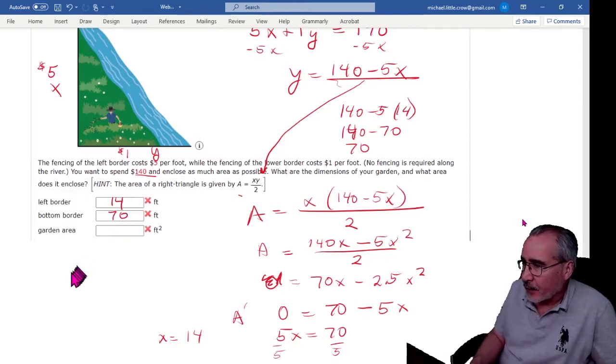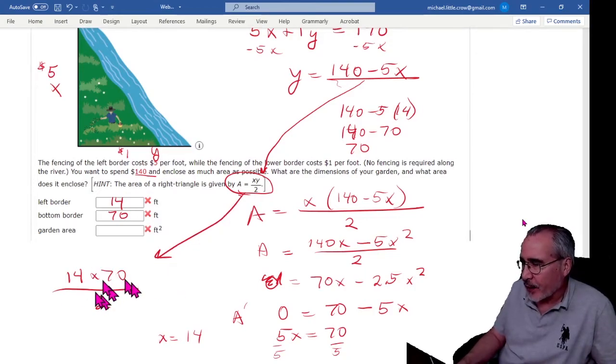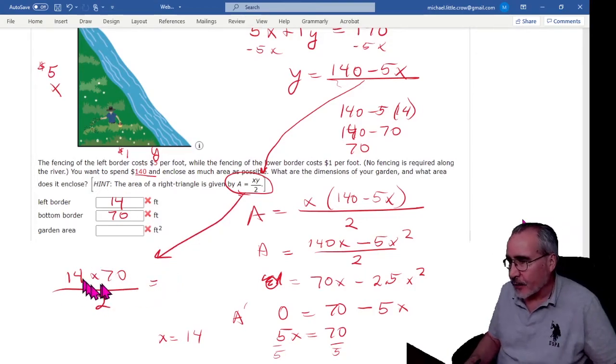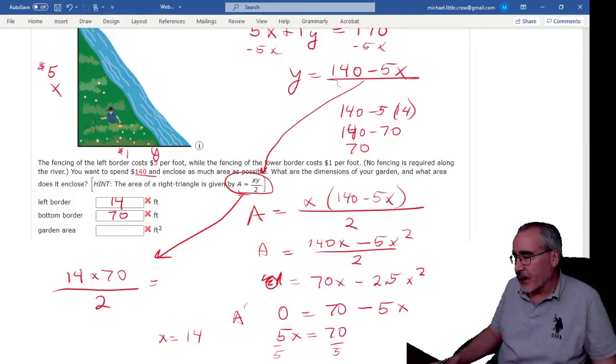And then the garden area will be 14 times 70 divided by 2. So come back here. Remember, it's not a rectangular region, it's a triangular region. So we've got to get half the area. So 14 times 70 divided by 2.